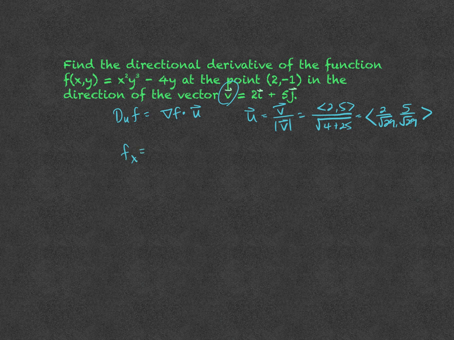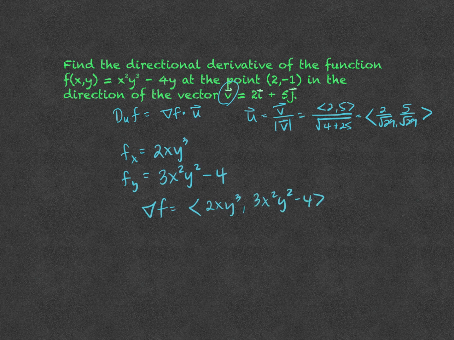When we take the derivative with respect to x, we get 2x y to the third, minus 0, because there's no x there. The y to the third is a constant. And our partial derivative with respect to y is going to be 3y squared times x squared. So 3x squared y squared minus 4. So our gradient is equal to the vector 2xy to the third, and the second component is 3x squared y squared minus 4.